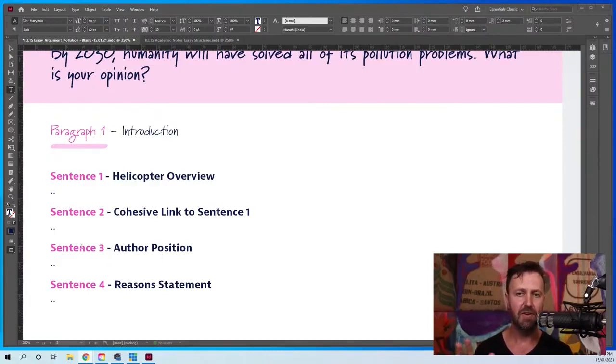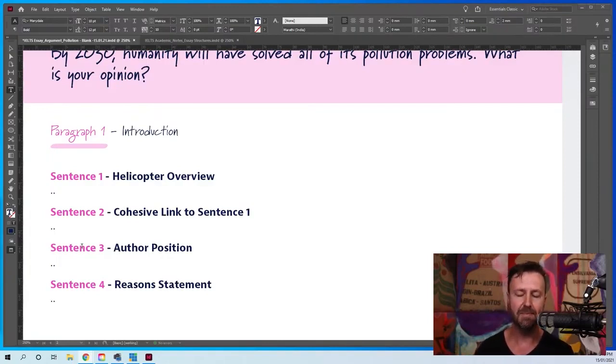Now, I'll preface this by saying this is the Adam perspective. This is the Adam way to write essays. There are other great IELTS teachers around the world that will tell you otherwise and give you different structures. This is the way I teach it. So look, take it or leave it. If you can benefit from this at all, awesome.